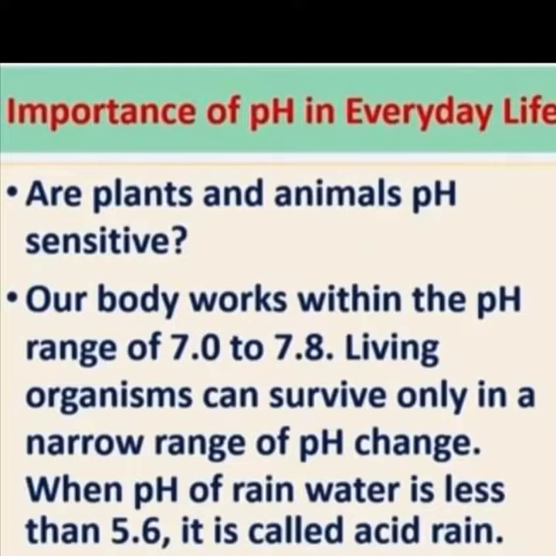Are plants and animals pH sensitive, children? Yes. Children, our body works within the pH range of 7 to 7.8. Living organisms can survive only in a narrow pH range, that is between 7 to 7.8. When the pH of rainwater is less than 5.6, what will we call it? It is acid rain, right? Yes, it is very destructive, children. It will destroy the aquatic life, right? Yes. So, pH is very important.